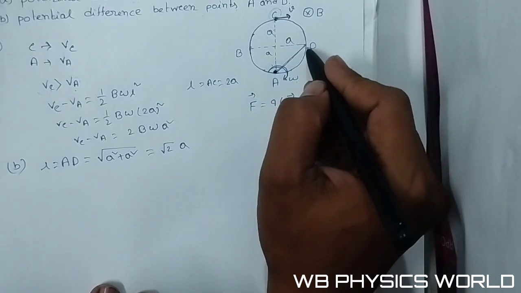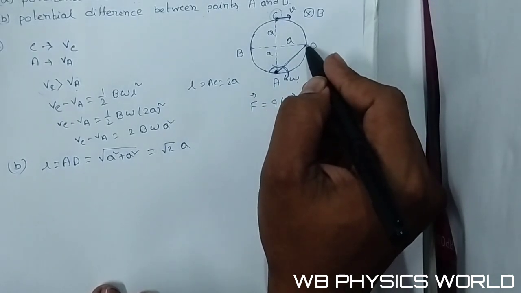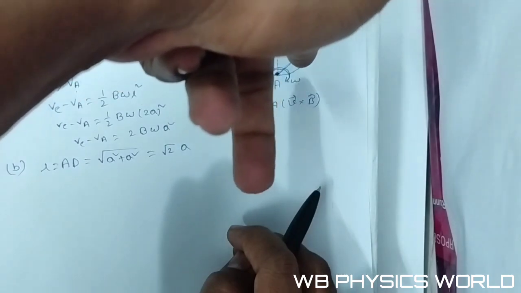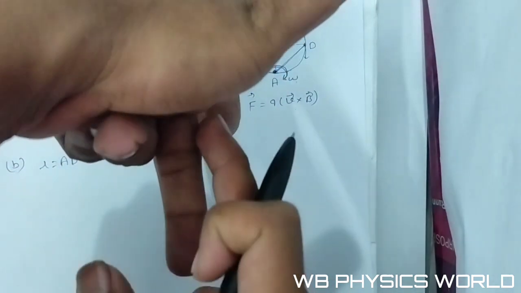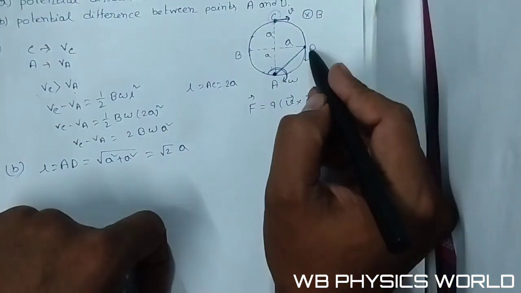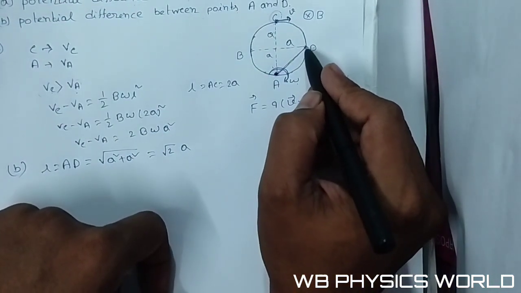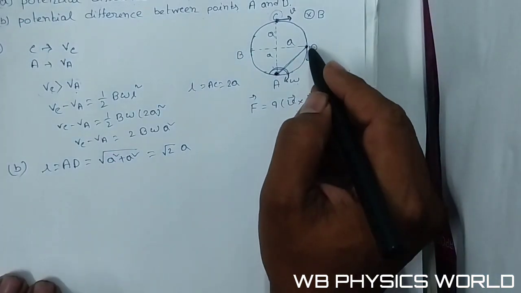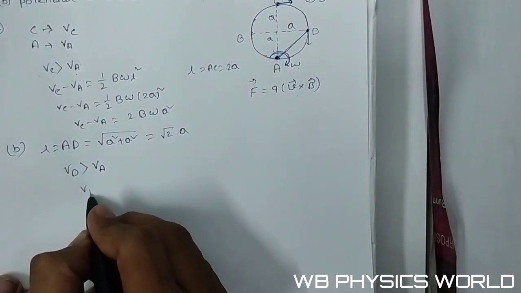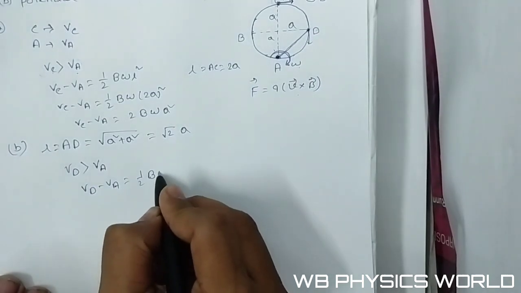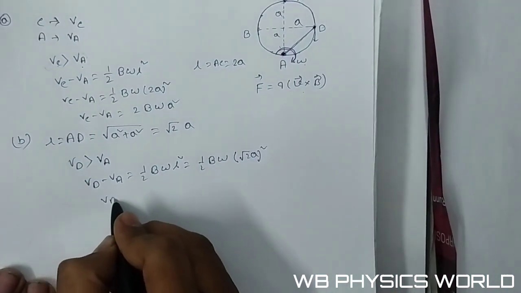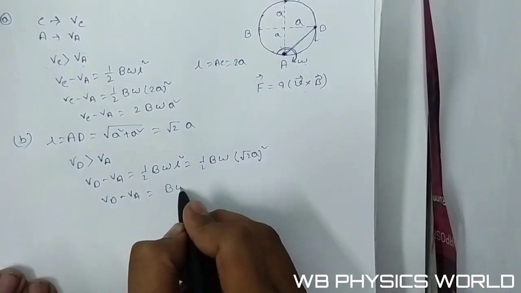Now for the positive charge particle at point D, the magnetic field is directed inward, and the velocity of the charge particle is in this direction, so the force is towards D. So the positive charge particle is accumulated at point D and negative charge particle at point A. So the potential at point D is greater than potential at point A, and Vd minus Va is equal to half B omega L square, where L is root 2A, so Vd minus Va is equal to B omega A square.